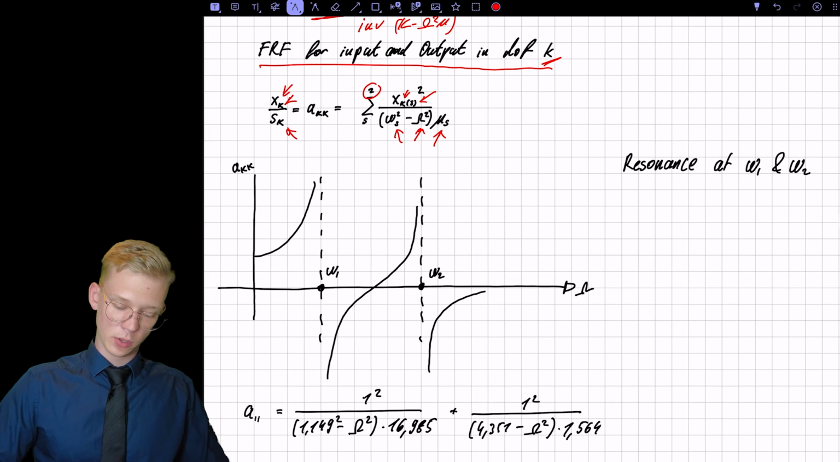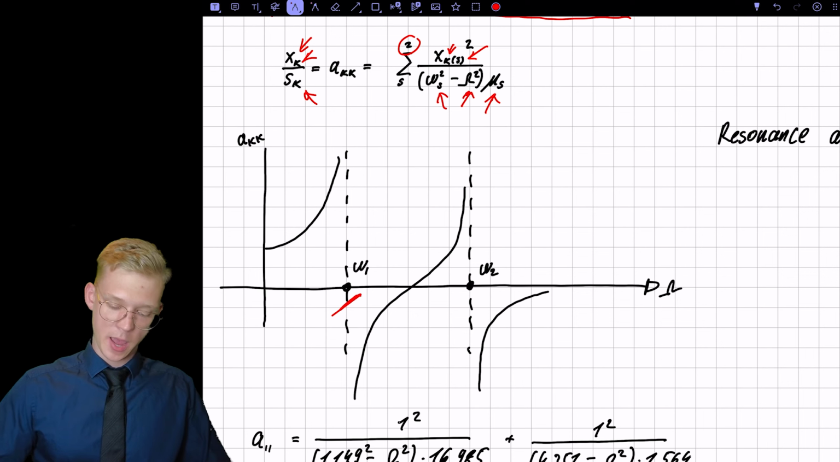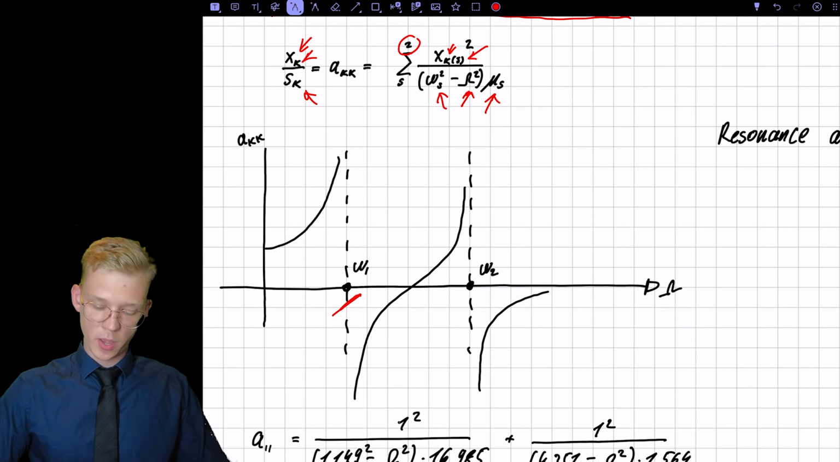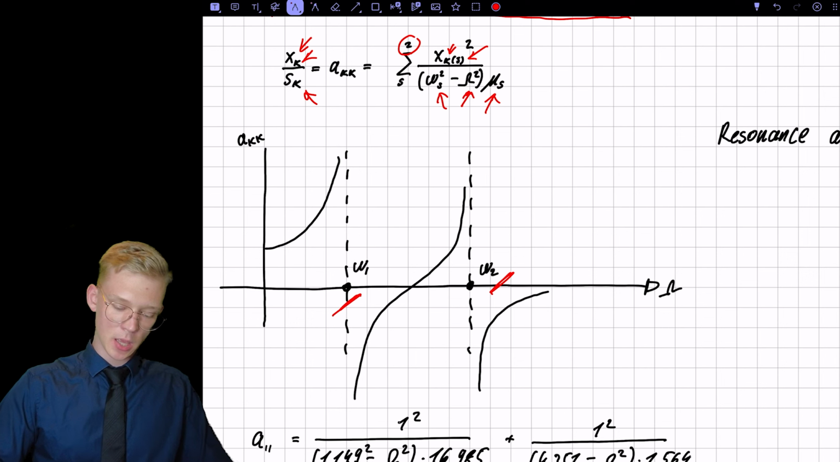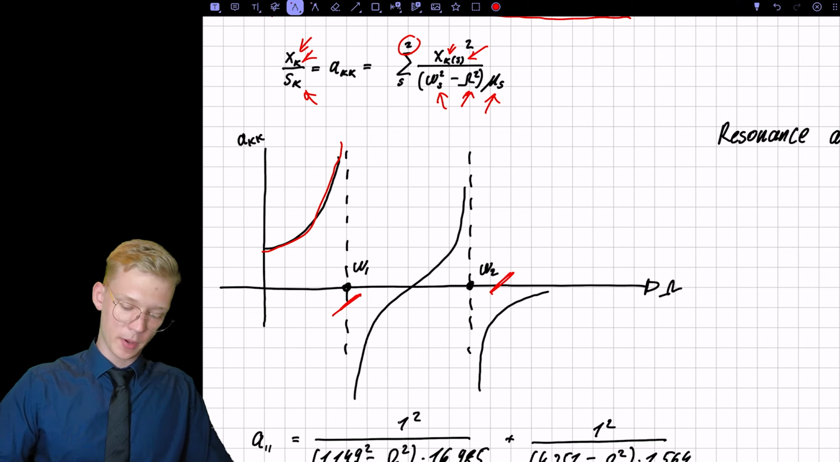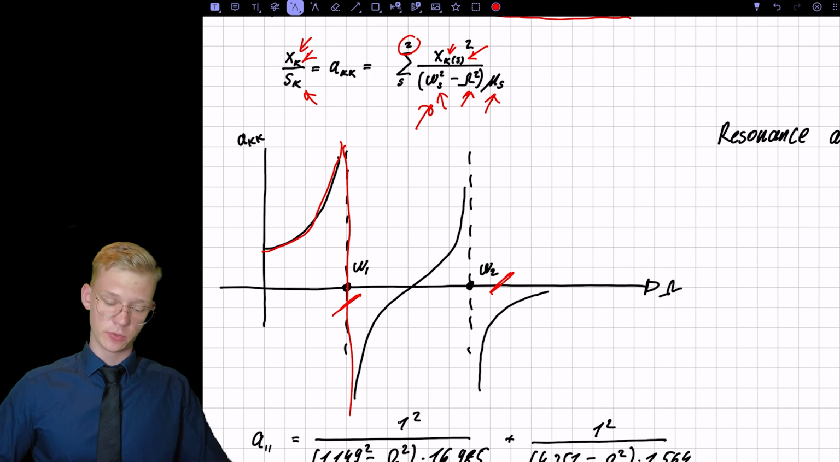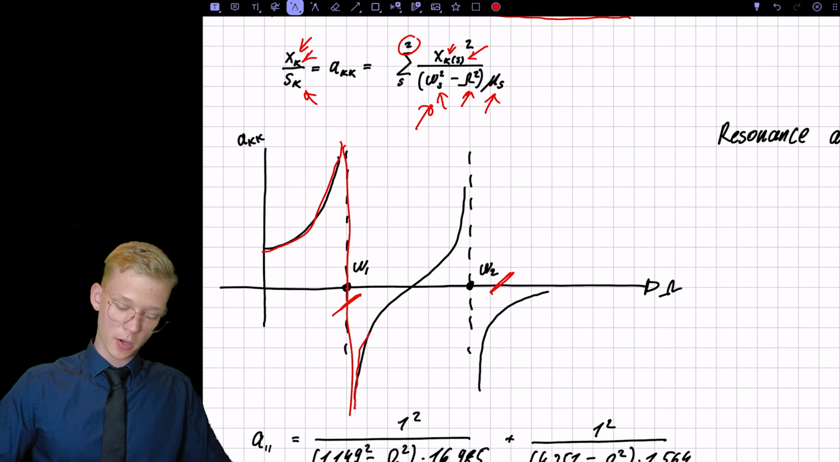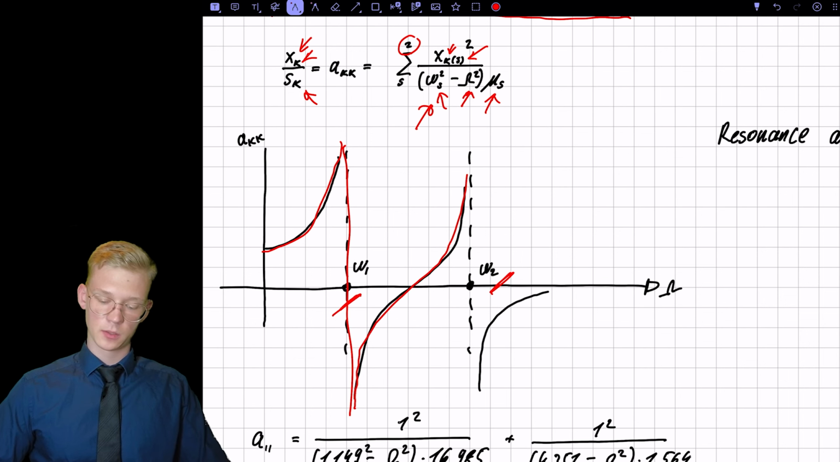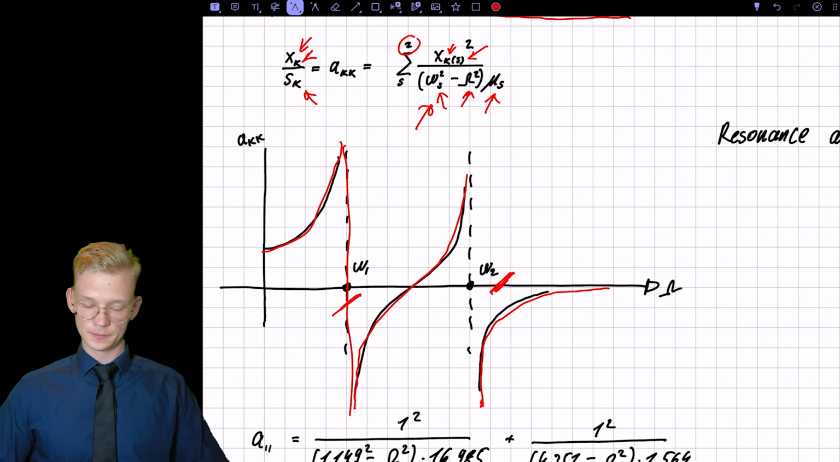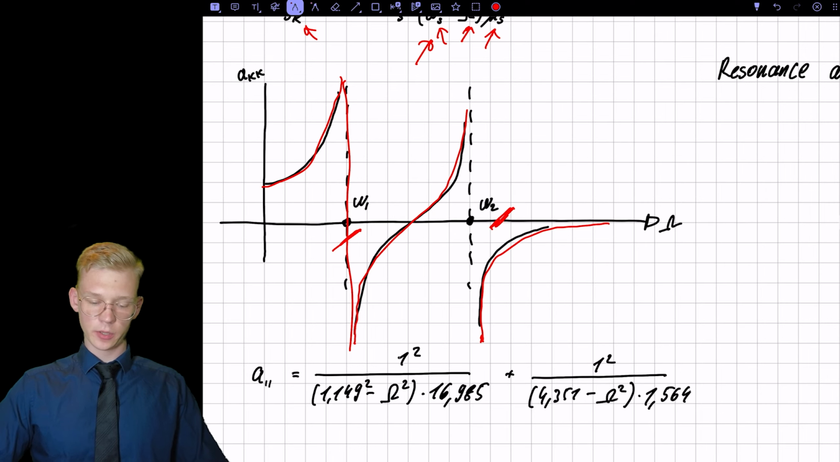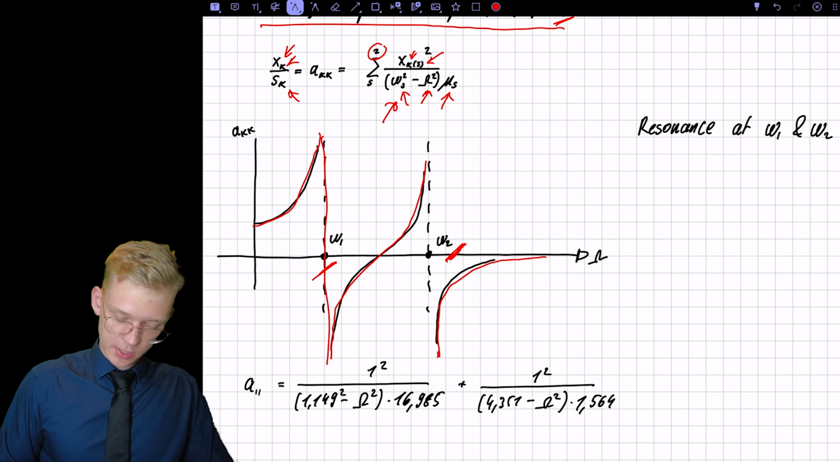And our graph will look something like this. We have an eigenfrequency 1, and we have a second eigenfrequency. We start at 0 and go up, up, up. Then we jump back down because here it's not defined, since we would divide by 0. And then we start from the bottom and go up again till we hit the second eigenfrequency. We continue from the bottom and go closer to 0. And our actual function will look something like this.